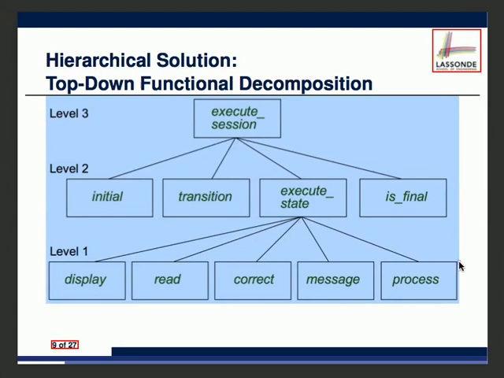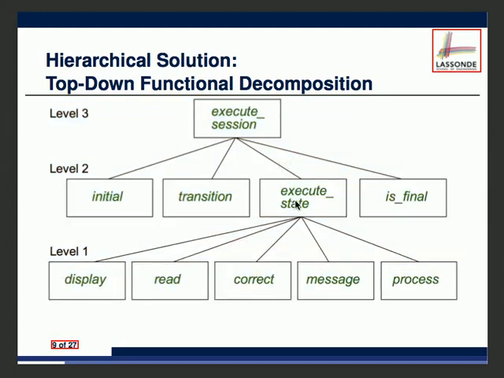Now, let's see what this really is. When we are trying to handle a particular state, it can also be divided into different sub-stages. That's why we have another level. So you can see levels 3, 2, and 1: three different levels, and it's top-down. You can think of each one of them as a routine call. Execute session is going to call different functions: function number 1, initial, transition, execute states, which will in turn call other functions like display, read, correct, and so on.